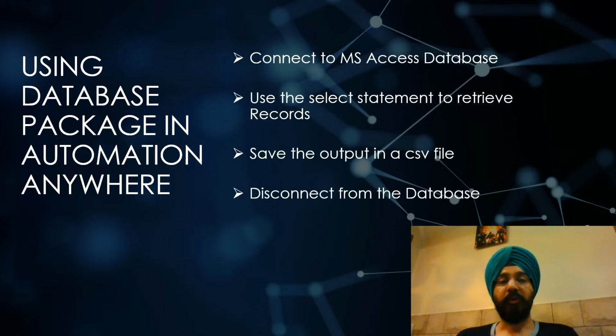So what we will do today is we will connect to the MS Access database, use the select statement to retrieve records, and save the output file in the CSV format. Whatever output comes from the select query, we will save it in a CSV format, and then we'll disconnect from the database. So these are the steps that we'll perform today.